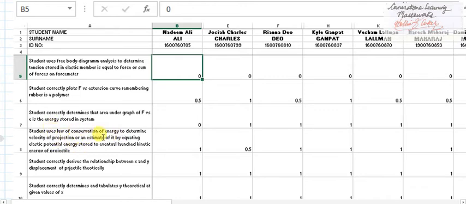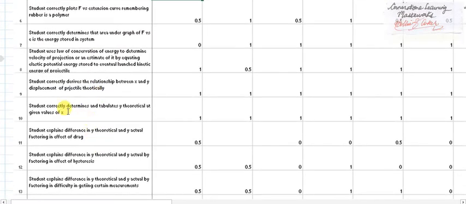So you have to mention the law of conservation of energy, and say it's an estimate. And it correctly determines y theoretical at different values of x. Now, this part is quite simple.